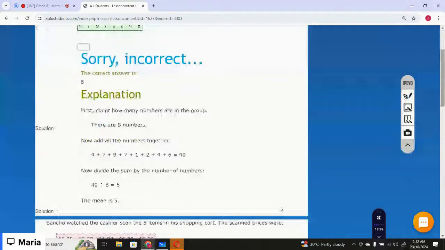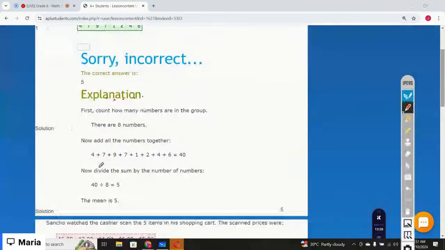First thing you need to do is add all the numbers, that is 4 plus 7 plus 9 plus 7 plus 1 plus 2 plus 4 plus 6. The sum is 40, right? Then you have to divide 40 by 8 because you are given 8 numbers. So 40 divided by 8 is 5. That means the mean of the given data is 5.